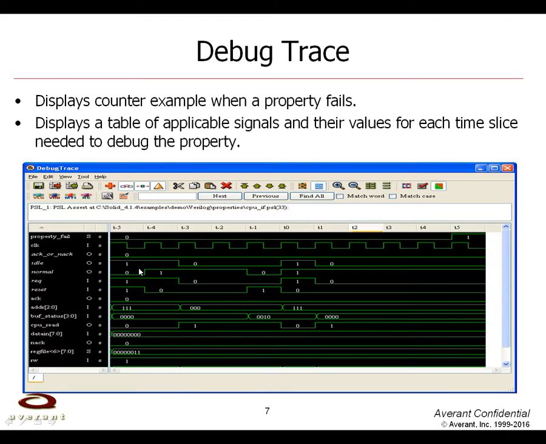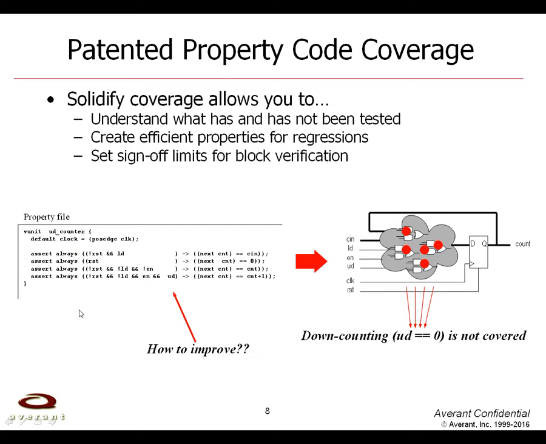When a property fails, a debug trace is displayed, and that debug trace contains only the signals and their applicable values. You could see in here, this is a Solidify generated signal, and it tells us where the property fails. Then there's clock, and then there is the rest of the signals needed to debug the property.